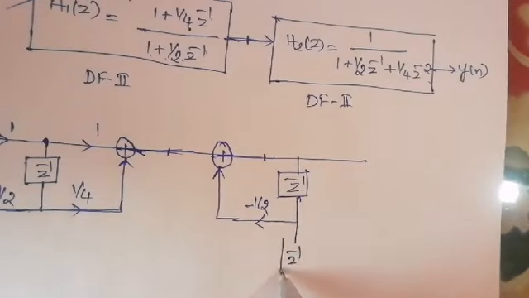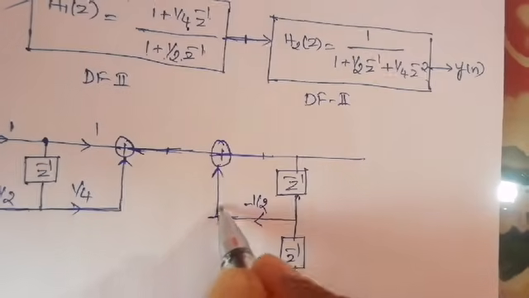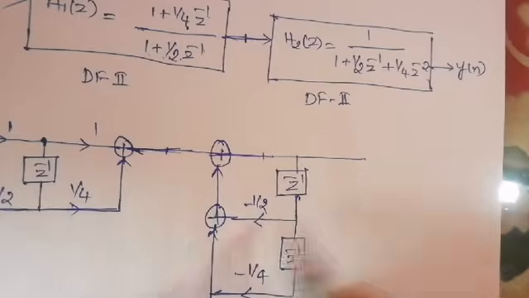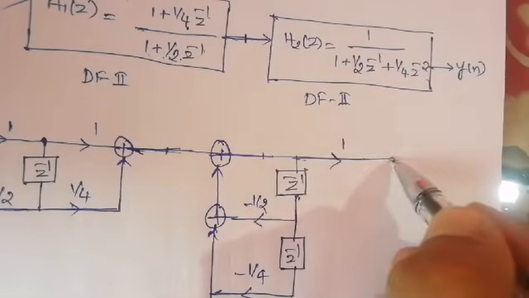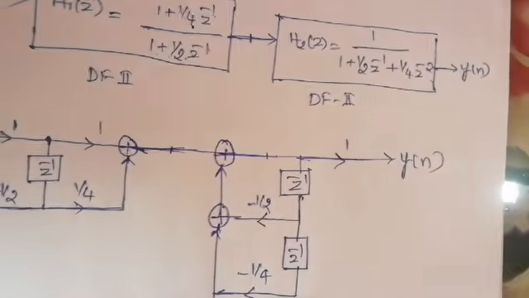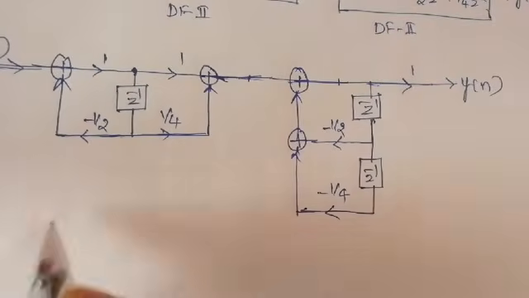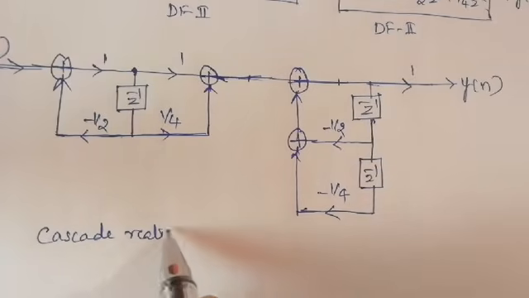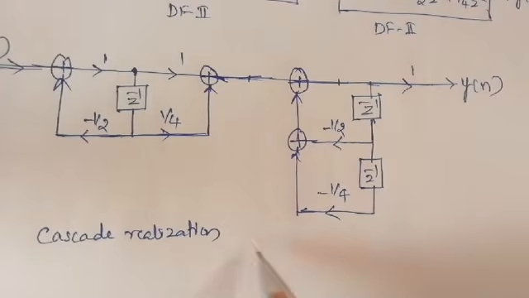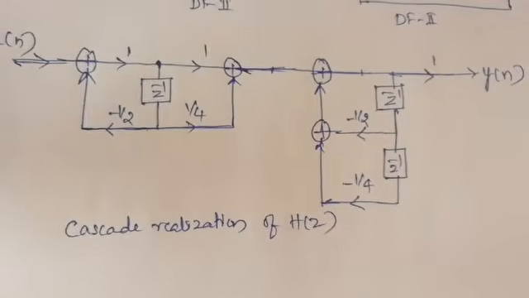z to the power minus 1, and the coefficient term is what? Plus 1 by 4 is there. Opposite of that, minus 1 by 4, add with the previous operation. There is no zero system, there is only 1, so it is y of n. Hence it is the cascade realization of the given system, the cascade realization of the given H of z. Is it clear? Thank you.